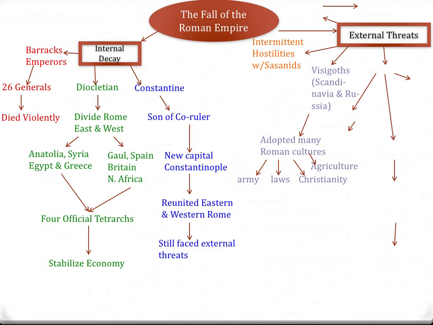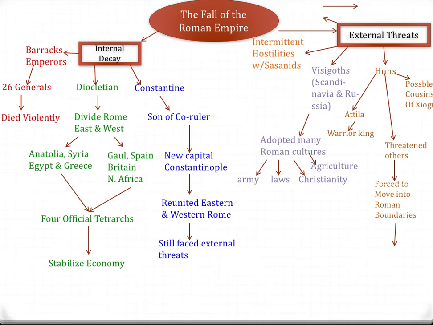The Huns, however, another external threat, that's a different story. You see Attila the Hun, a great warrior. He pretty much is just out to ravage the area. He's not out to assimilate or anything like that. The Huns could be possible cousins of the Xiongnu. They threatened others, and they forced people to move into the Roman boundary.